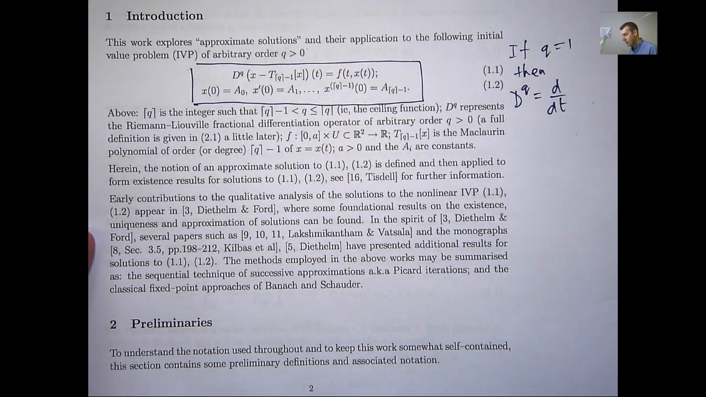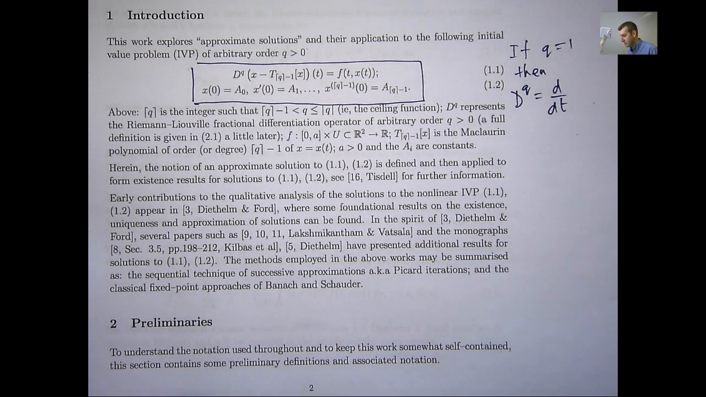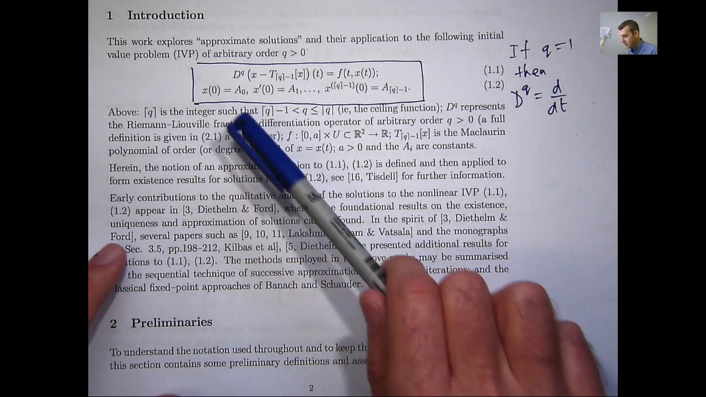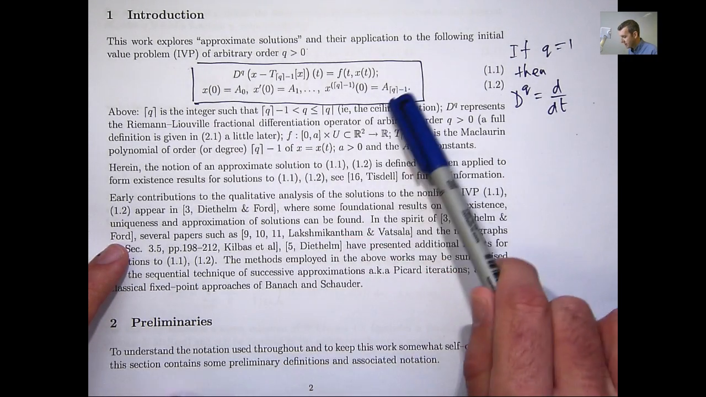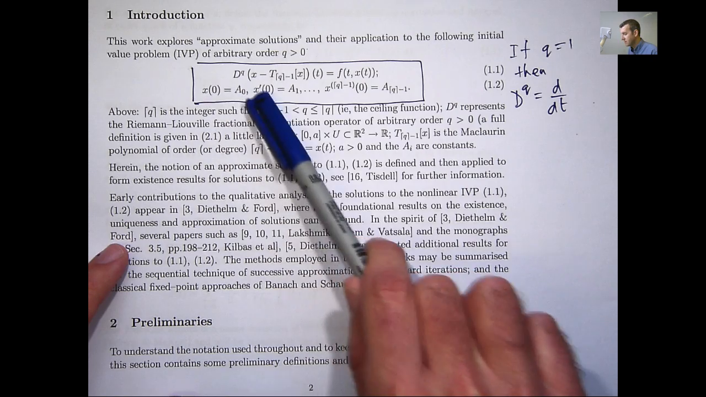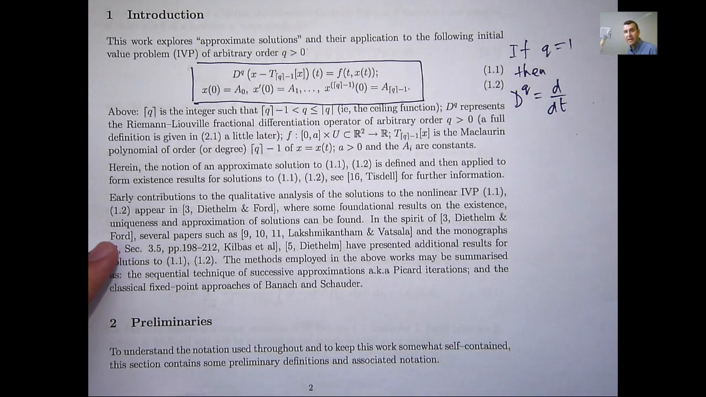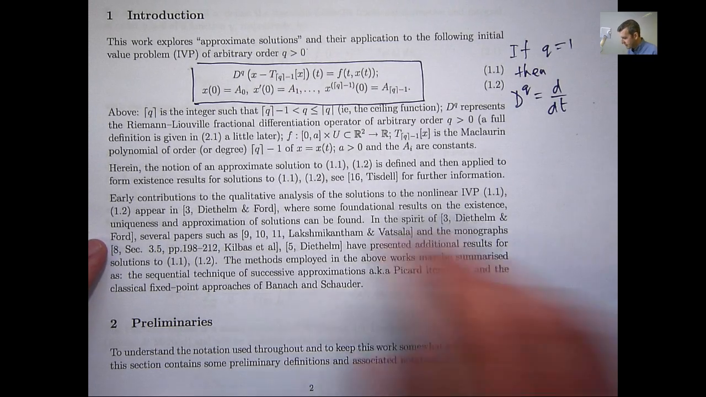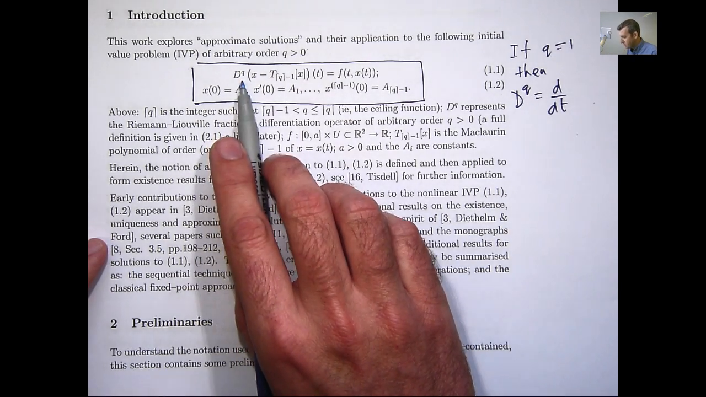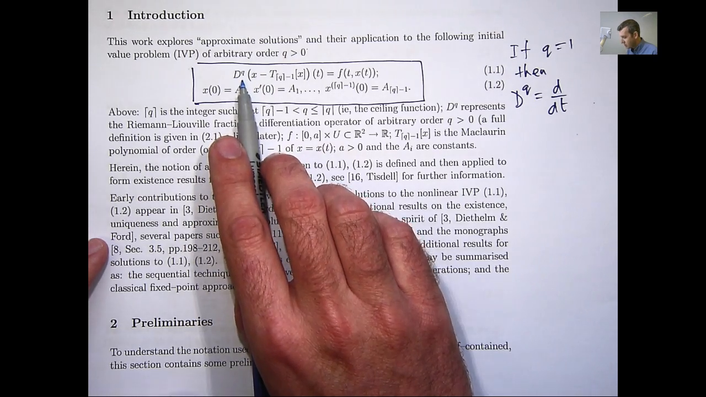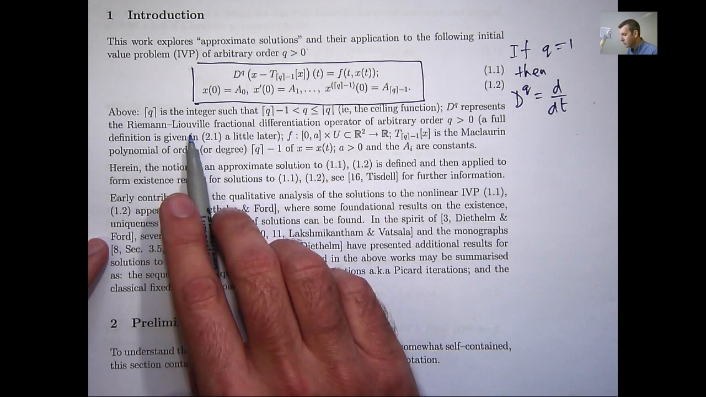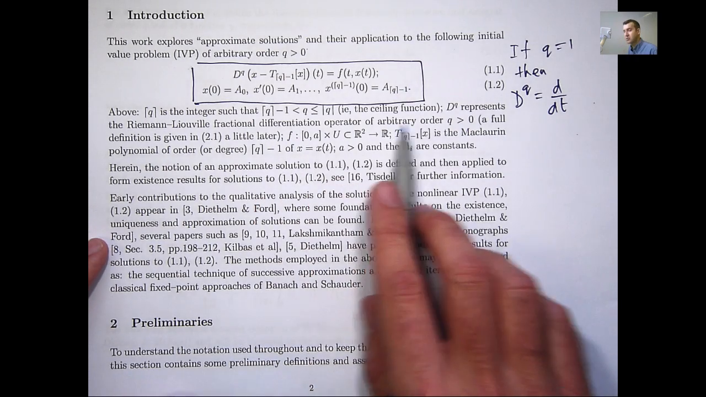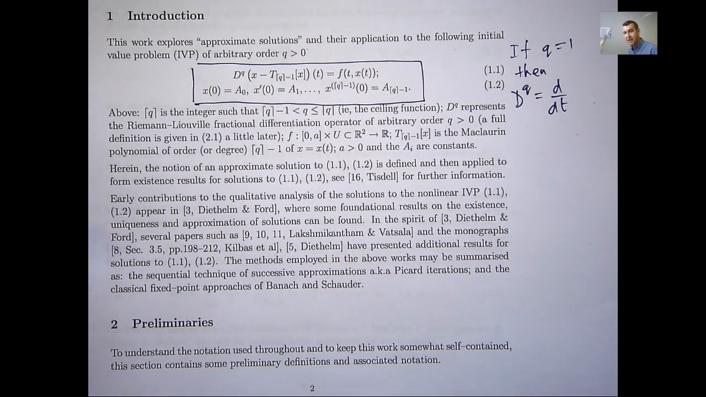Now, one of the reasons for that was suggested by a mathematician called Caputo back in the 60s, and he argued that having just regular derivatives here is more natural from a modelling point of view. So they're the ones we're going to look at. Now, this general differential operator, D^q, is known as the Riemann-Liouville fractional differential operator of arbitrary order q, where q is positive. Now, I'll give a full definition a little bit later.